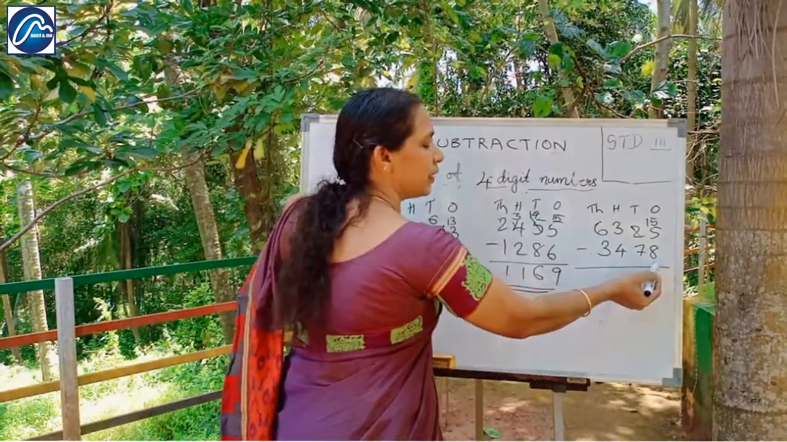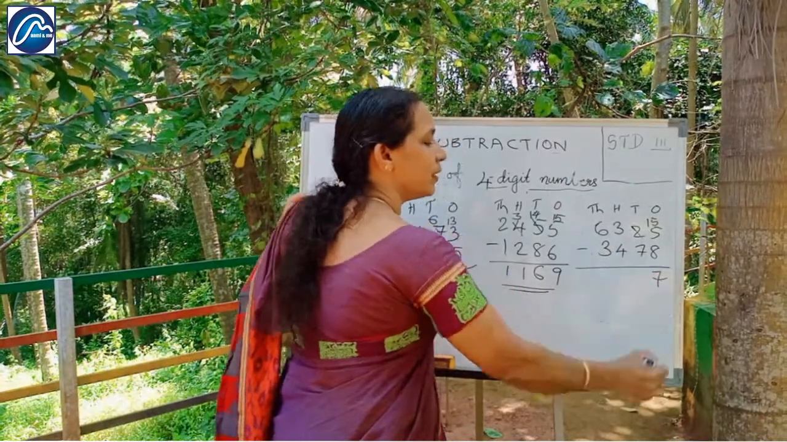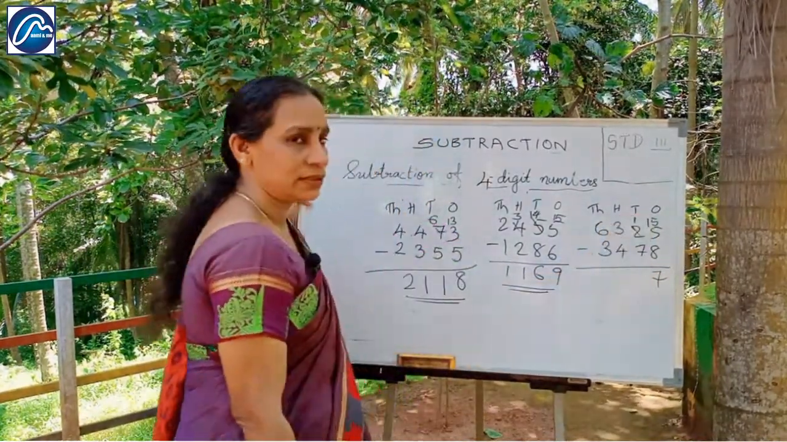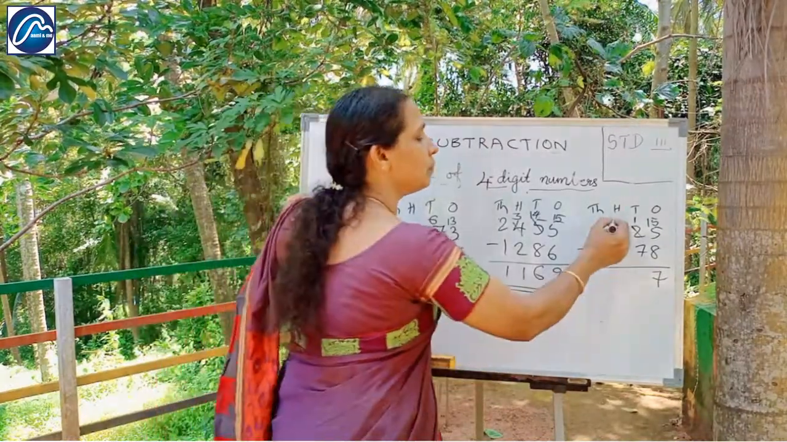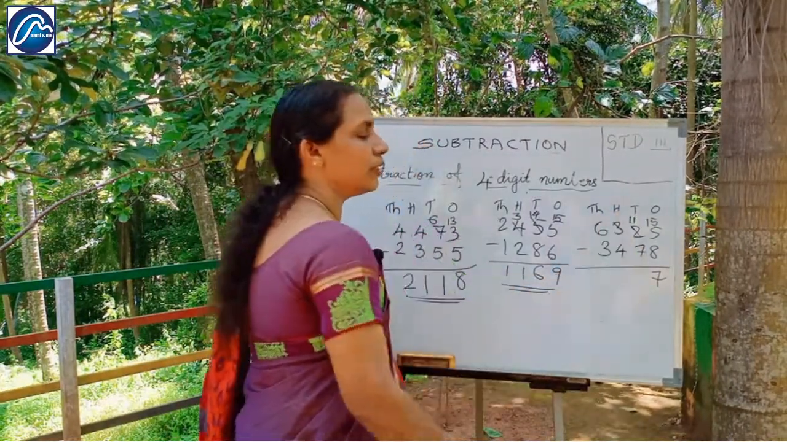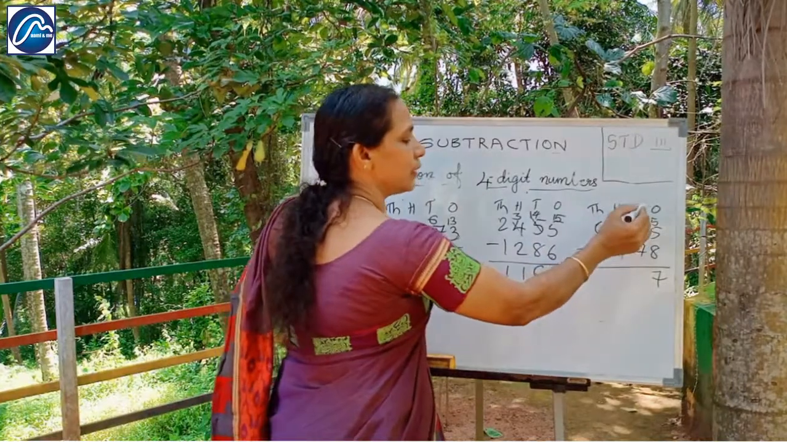5 more, then 3 more we have to subtract. So subtracting 3 gives 7. Okay. But here only 1 tens. How can we subtract 1 minus 7? It is not possible. So we are taking 100s from here. 100s goes to 10 tens. 10 tens and 1 tens, 11 tens.